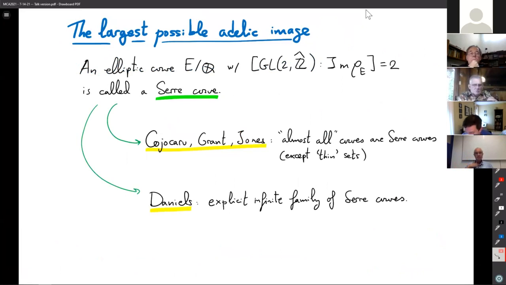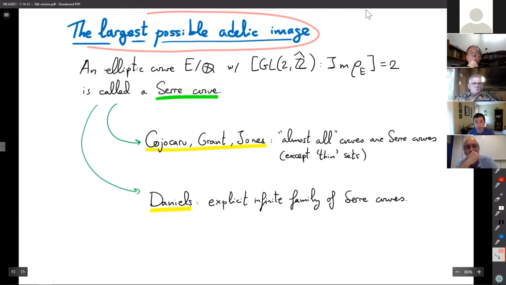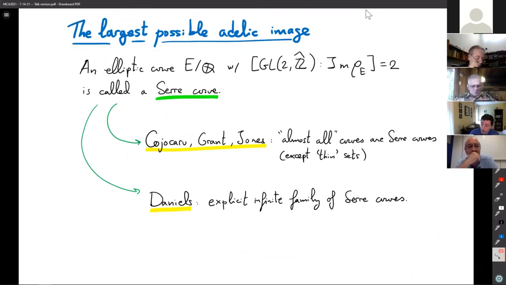Now, what is the largest possible adelic image that one could find for a Galois representation? Serre, remember, proved that the index is at least 2. So can there be elliptic curves with index 2? If so, we call that a Serre curve. Jones, and then Kuzuki-Grant and Jones, have shown that almost all elliptic curves are Serre curves. So if you pick an elliptic curve at random, that elliptic curve will be a Serre curve, that is, the image is as large as possible, the index is 2.